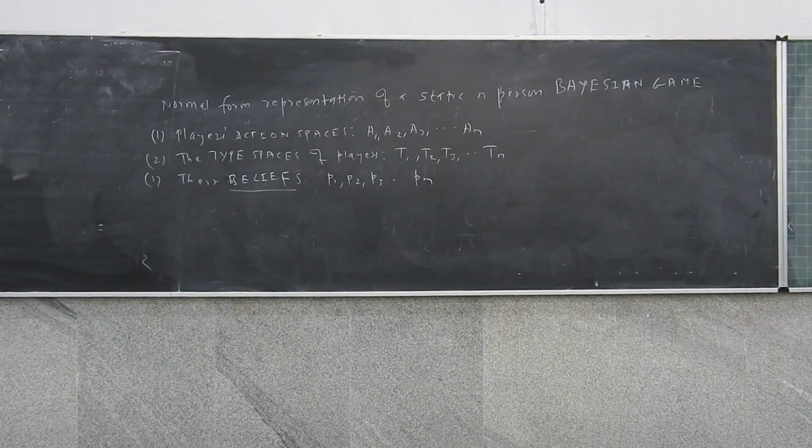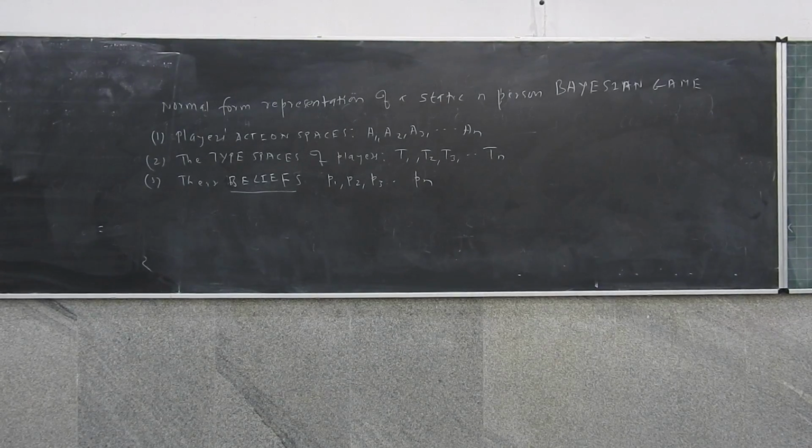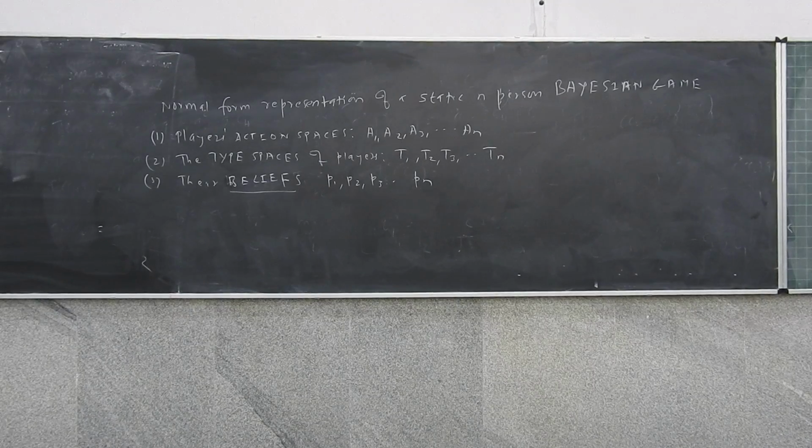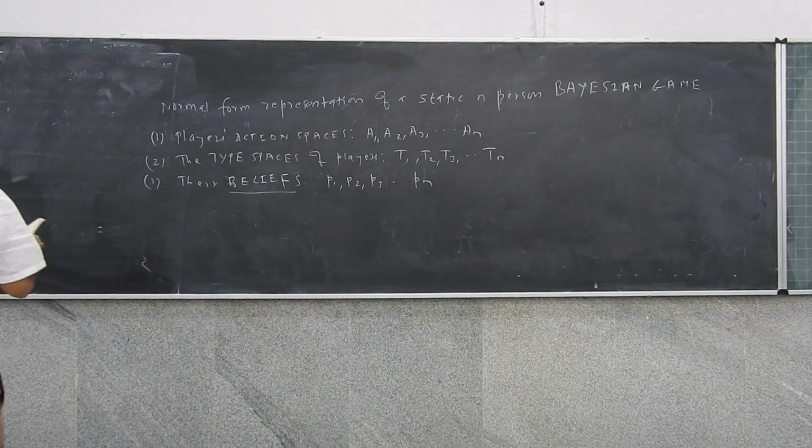P1, P2, up to Pn are the beliefs that the players have. They're actually probability distributions. So you have a probability distribution over agent types. It says that player 2, for example, can be of type T1, T2, T3, T4, T5, etc. with various probabilities. So you need to have a probability distribution over each of the players' types. That is the beliefs.